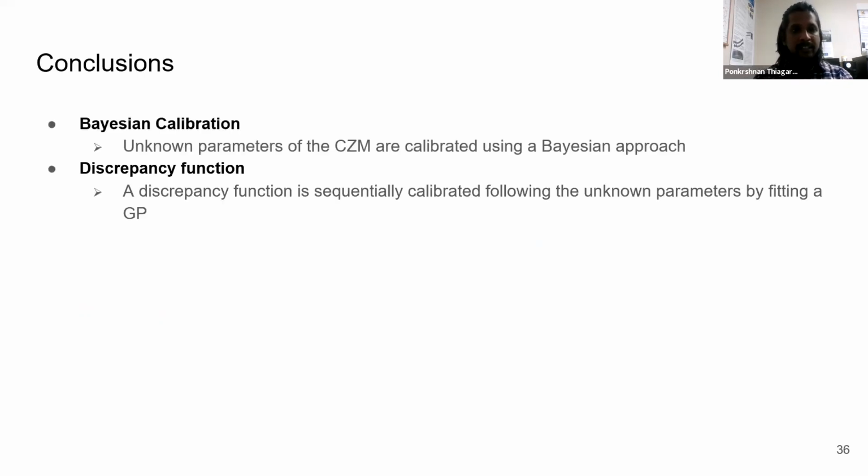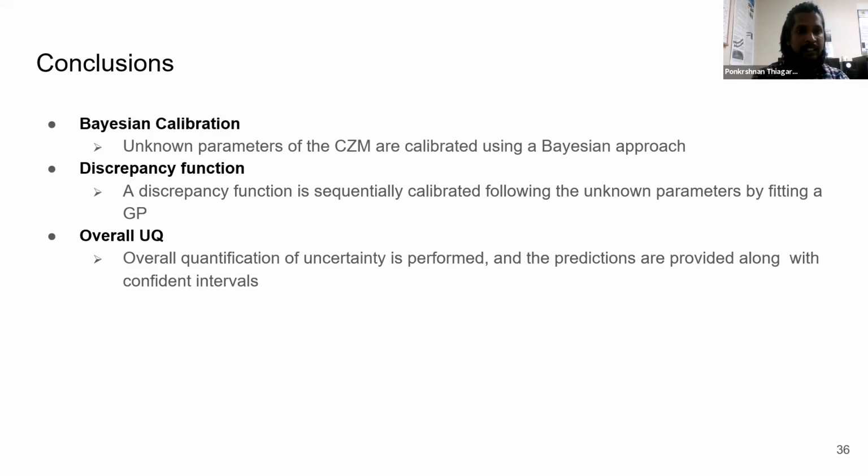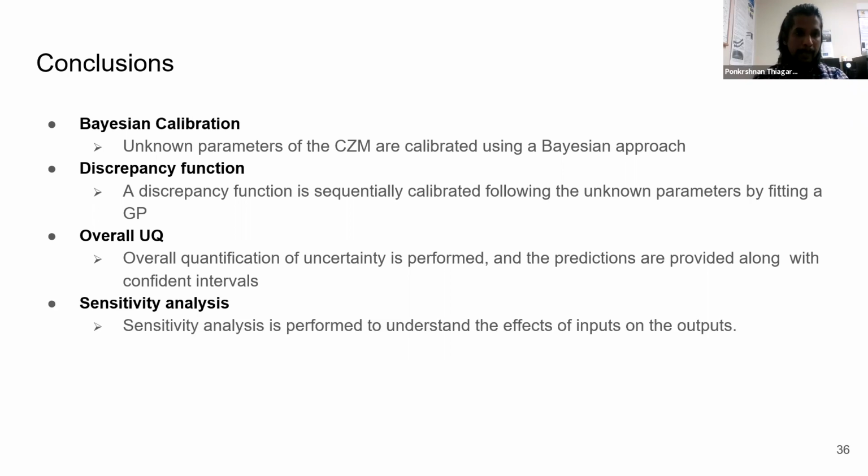Now, to summarize, we have done a Bayesian calibration to calibrate unknown parameters, and a discrepancy function is sequentially calibrated following the unknown parameters by fitting a Gaussian process. Overall uncertainty quantification is performed, and the predictions are provided with a confidence interval. Next. We also have performed a sensitivity analysis to understand the effects of inputs.